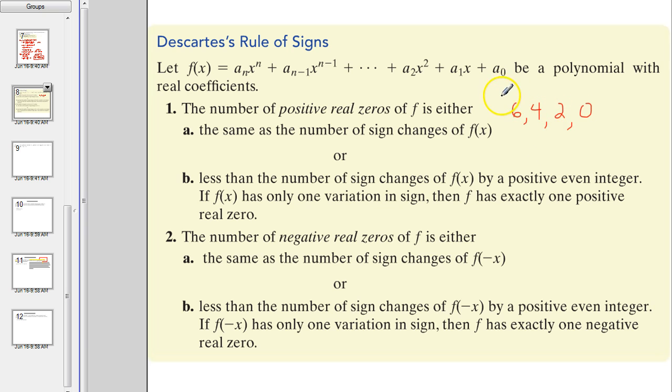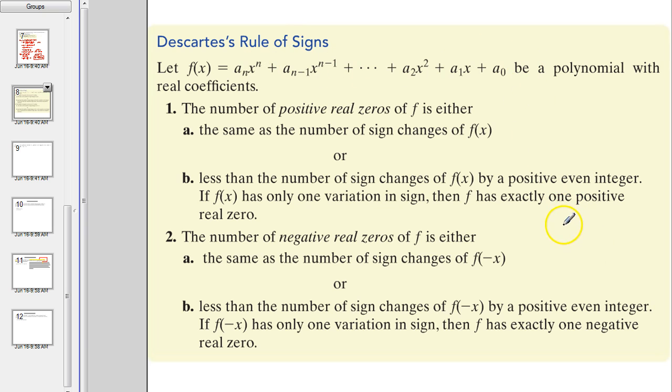Okay, the first number is always the number of sign changes, and then it goes down by 2 from there, all the way down to either 0 or 1. Okay, if you get to 0, don't go into the negatives, obviously, and if you get to 1, you don't subtract 2 anymore. So it's always subtract 2 when you come up with the number of possible zeros you can have.